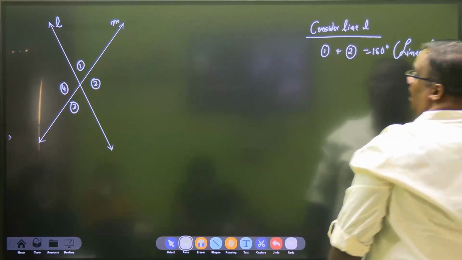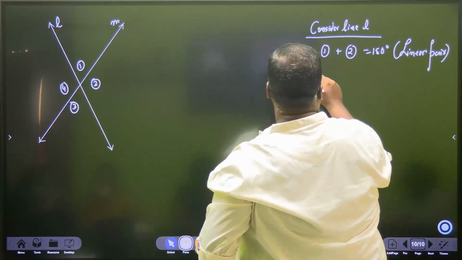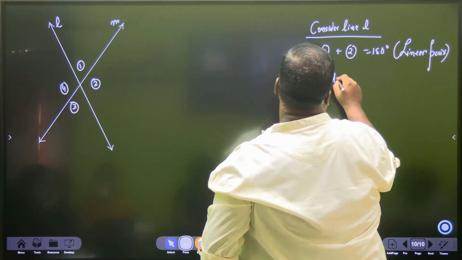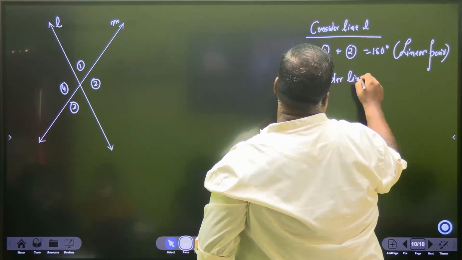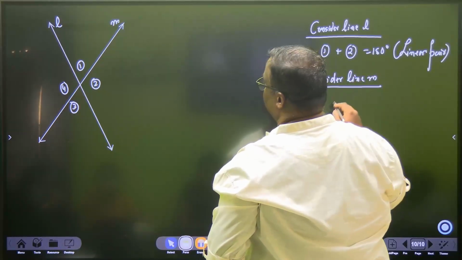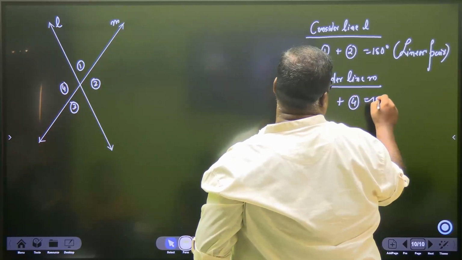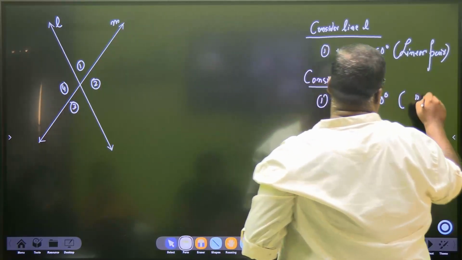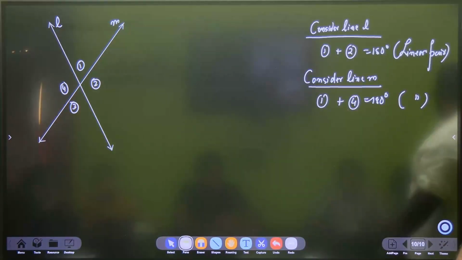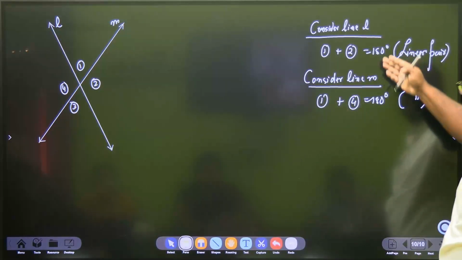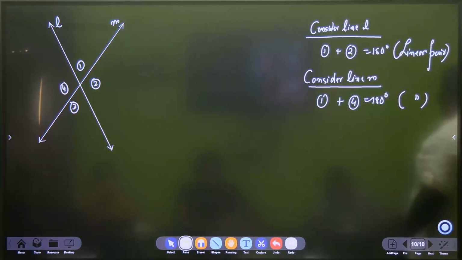Right? And similarly, if you consider line M, then you can again say 1 plus 4 is equal to 180 degrees. That's also a linear pair. Agreed? Right hand side equal to right hand side means left hand side should be equal to left hand side.